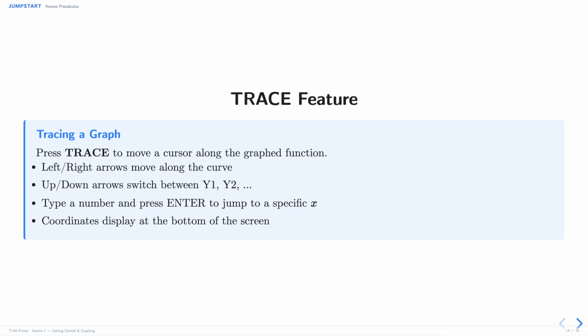The trace feature allows you to move a cursor along the graphed function. By pressing trace, you can use the left and right arrows to navigate along the curve. The up and down arrows let you switch between different functions if you have more than one graphed. If you want to jump to a specific x value, just type the number and press enter. The coordinates will display at the bottom of the screen.